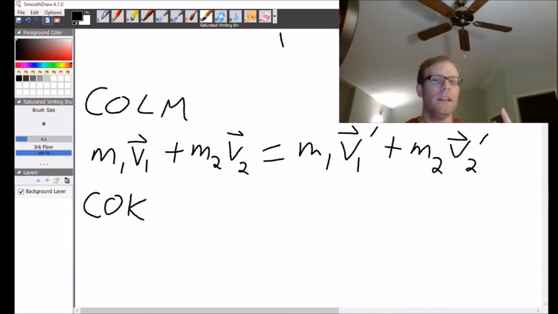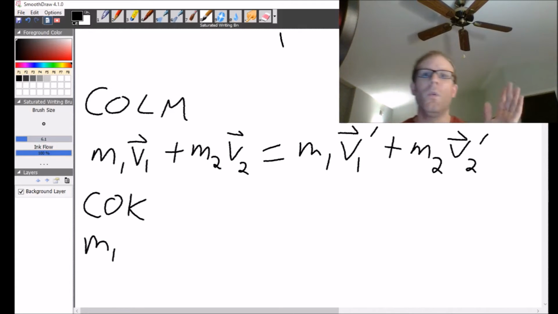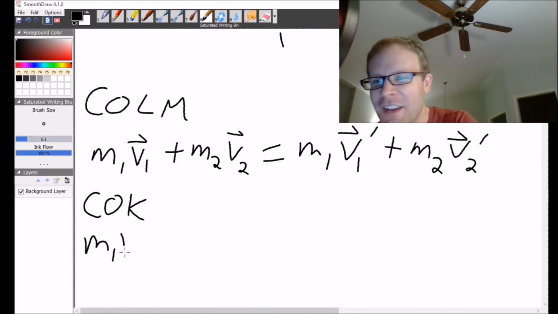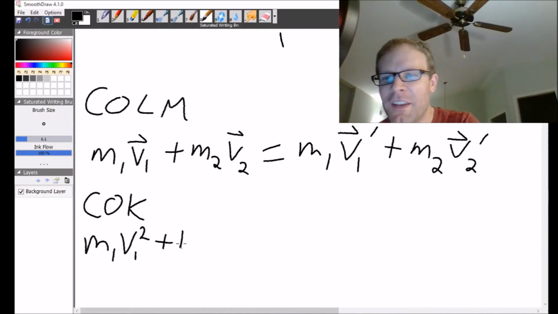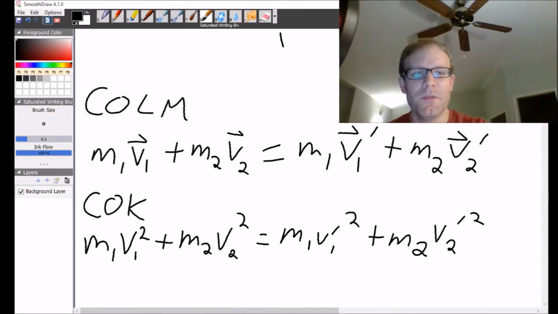But if we're not losing any energy, then that total amount of kinetic energy before should also be the total amount of kinetic energy after. So I can write a similar equation, and I'm actually going to just ignore the 1/2 because I can multiply everything by 2 and the equation's the same. But please know that kinetic energy is 1/2 mv squared. So we've got m1v1 squared plus m2v2 squared has to equal the same thing but with primes: m1v1 prime squared plus m2v2 prime squared.